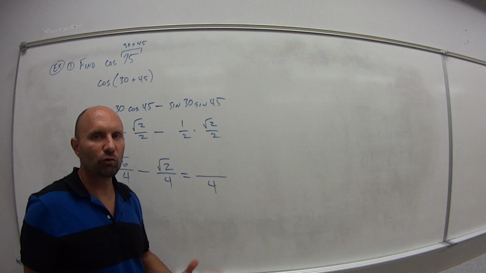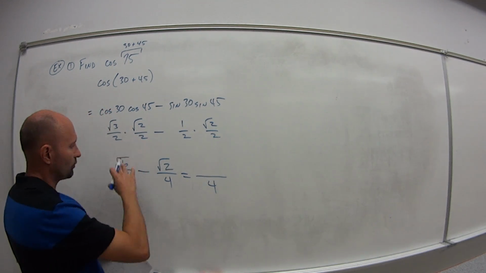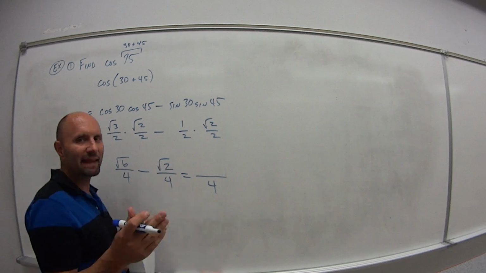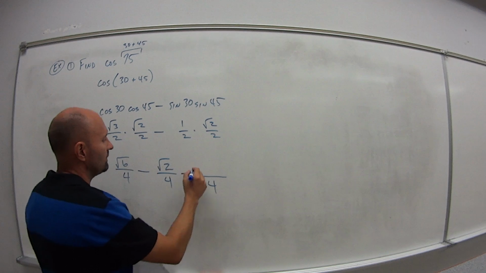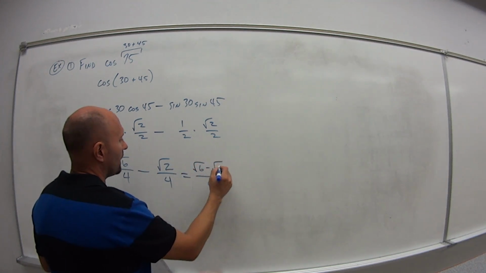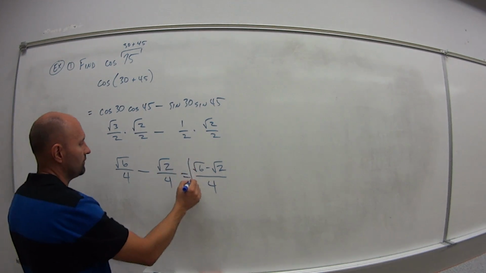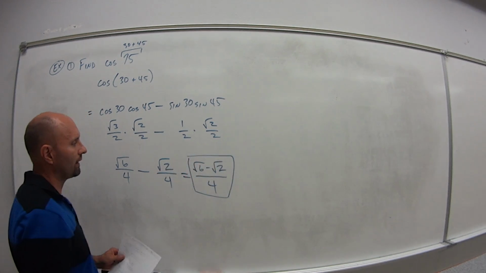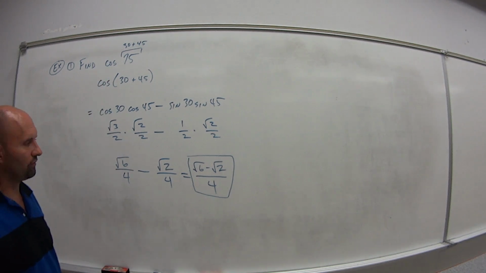So this goes back to your radical rules that you may have learned in 126. If we have square root of 6 minus square root of 2, we can't combine these and say, oh, this is square root of 4. No, we just have to leave it, right? Square root of 6 minus square root of 2. We can't simplify this any further. This is just our answer as far as the value of cosine of 75.